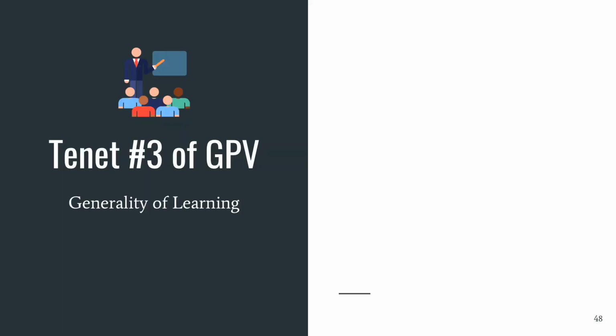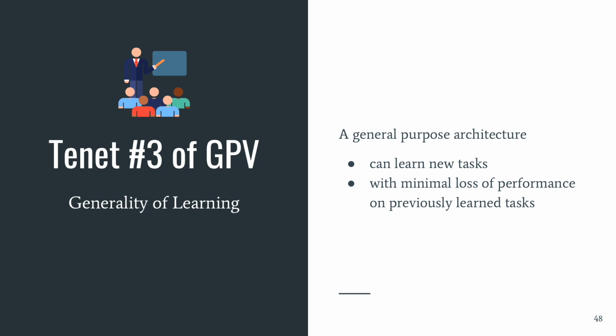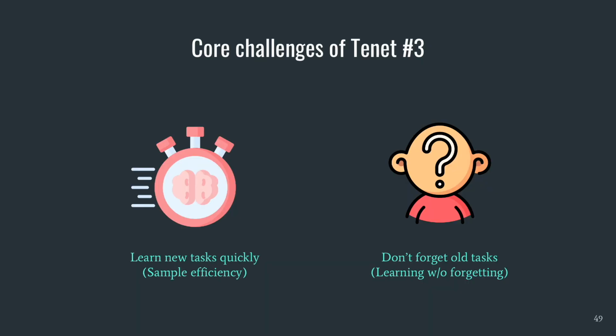The third tenet of GPV has to do with generality of learning. A general-purpose architecture should be able to learn new tasks with minimal loss of performance on previously learned tasks. There are 2 core challenges to this third and final tenet of GPV. The first challenge is achieving high sample efficiency for new tasks, and the second challenge is retaining what has previously been learned when learning new tasks.